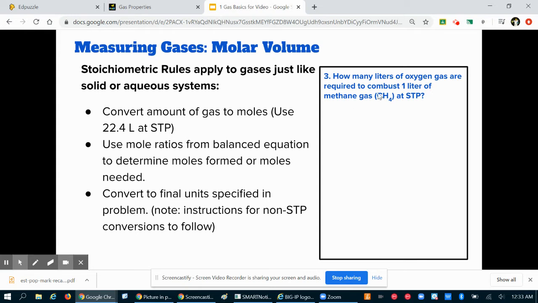Here's a problem for you to think about. How many liters of oxygen gas are required to combust 1 liter of methane gas, that's CH4, at STP? So the first thing that you're going to have to do is convert your liters to moles. Then you can write the balanced equation and use the mole ratios to solve for the number of moles that would be formed. Then convert your final units in the specified problem for non-STP conversions. Let's look at an example of that.